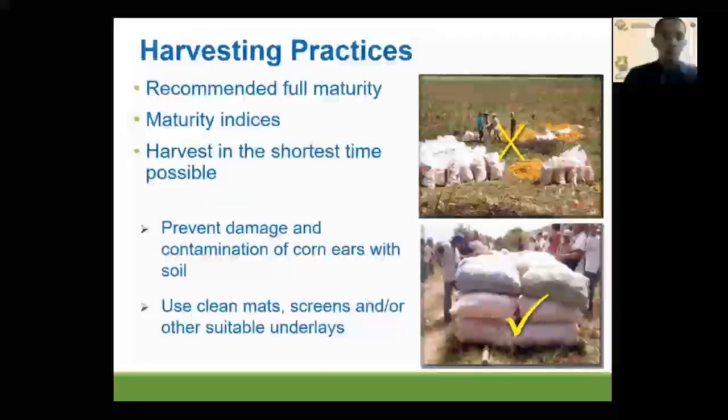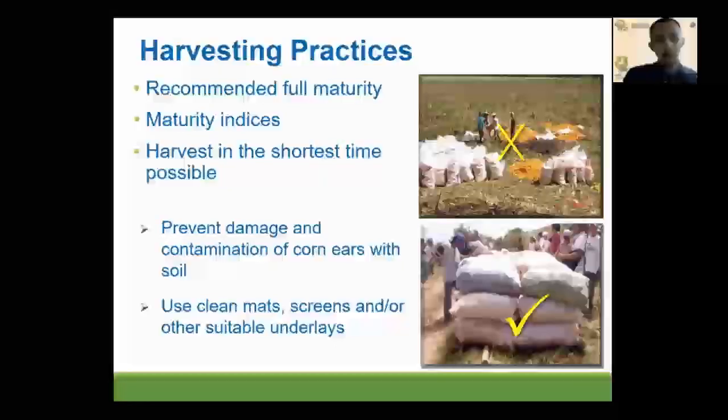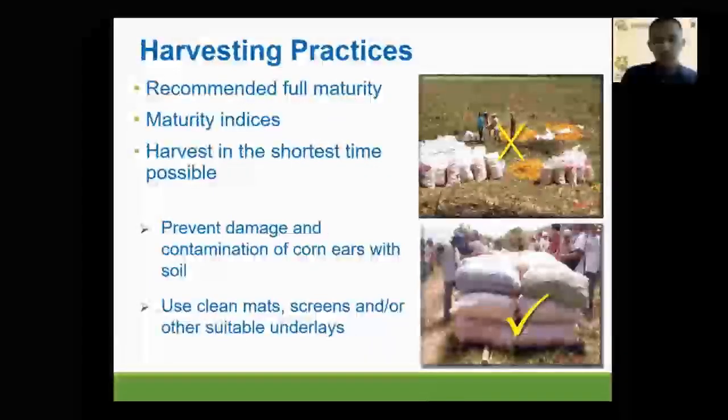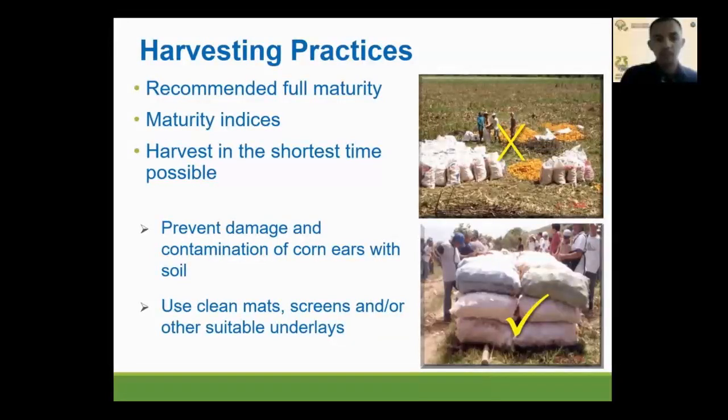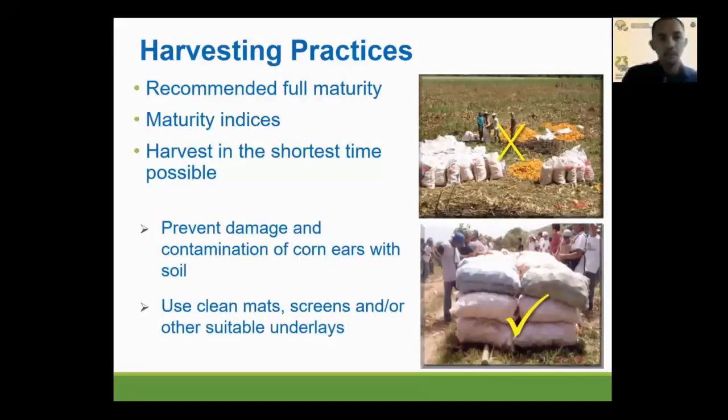So for now, I think we have the multi-purpose harvester, which is being used where the corn kernels are harvested, and the corn kernels are readily removed from the corn cob, and put into sacks. This, in my presentation, is the traditional way of harvesting corn, especially for the yellow corn. But for the white corn, I think the traditional way of harvesting is still being practiced.